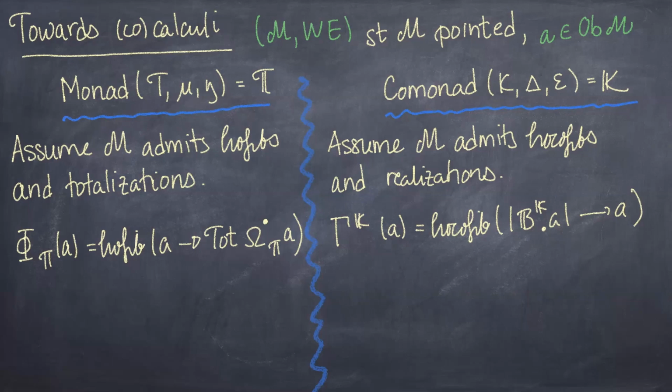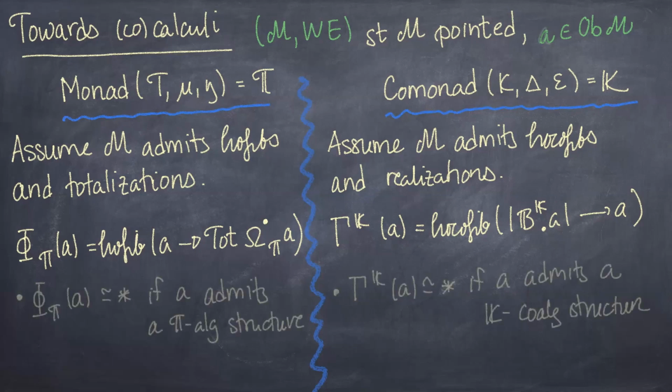And so what phi T of A and gamma K of A are measuring is, in some sense, the difference between A and either its totalization or its geometric realization. And because when, for example, A is equipped with a T algebra structure, we know that we have these extra codegeneracies, we know that, in fact, this totalization will give us something equivalent to A.